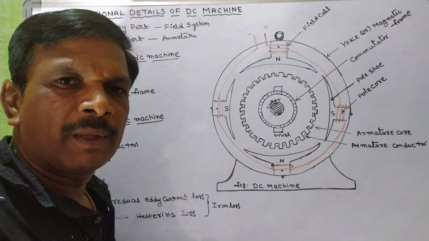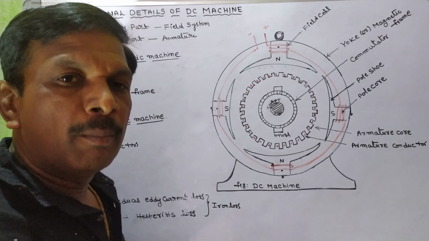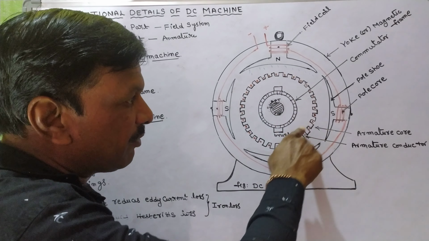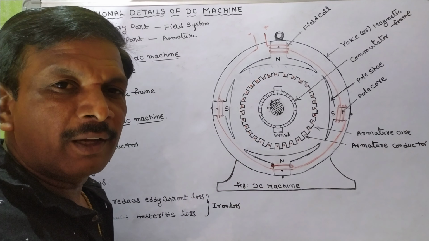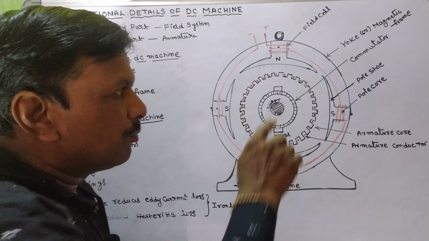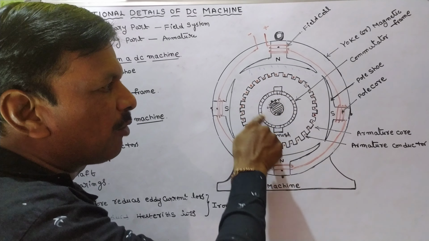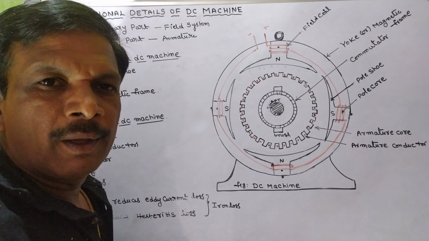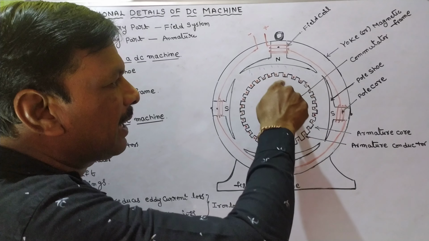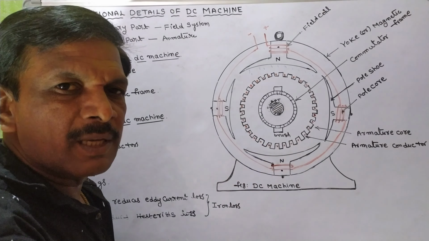So in this way, the EMF is induced in a DC generator, but the induced EMF is always alternating current, not DC. This AC is converted into DC with the help of the commutator, and the brush collects this DC supply and gives it to the external circuit where we connect the load.